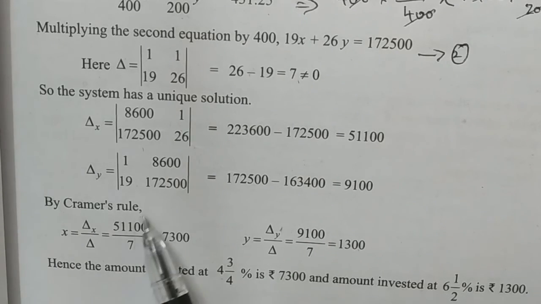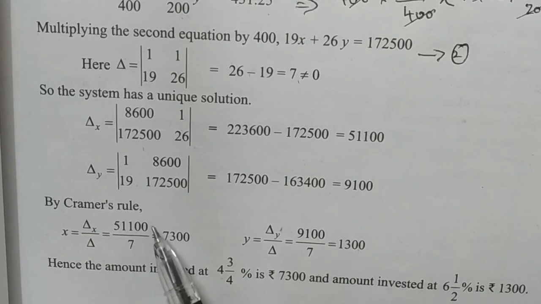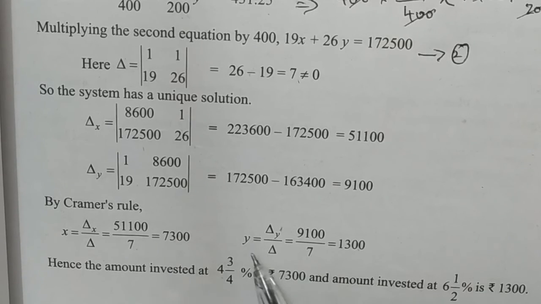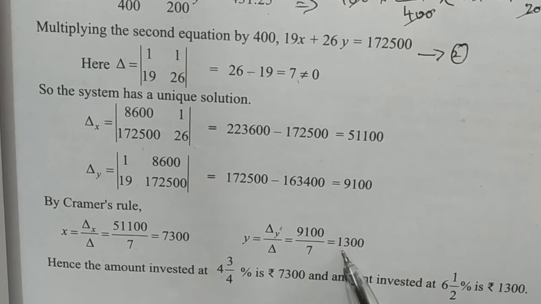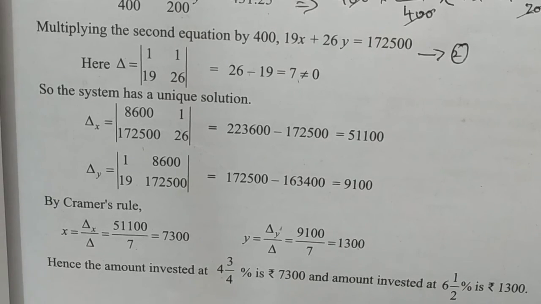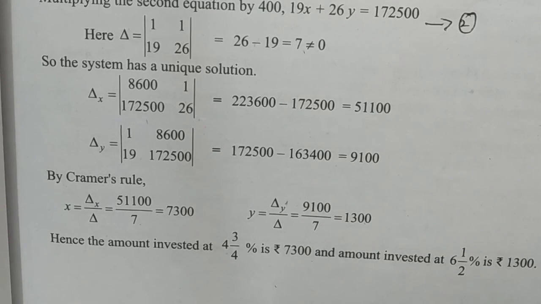By Cramer's rule, x is equal to delta x by delta, that is 51,100 divided by 7, equal to 7,300. And y equals delta y divided by delta, that is 9,100 divided by 7, equal to 1,300. So the amount invested in the first account is rupees 7,300 and the second one is 1,300. Thank you, students.